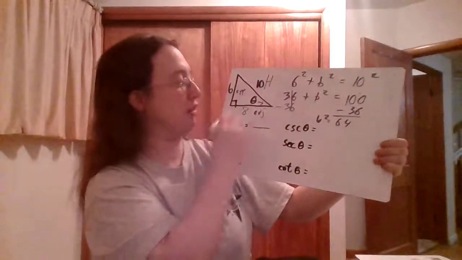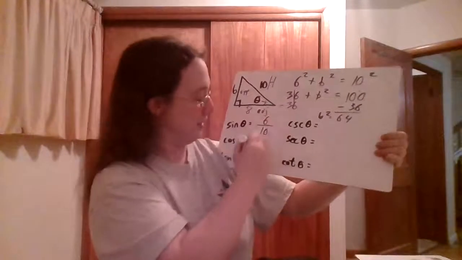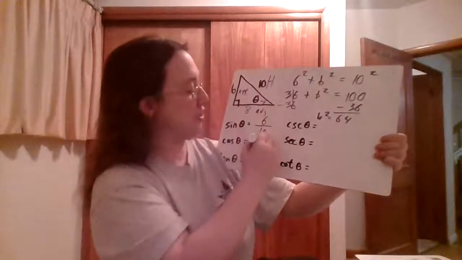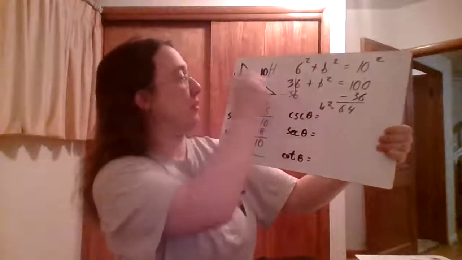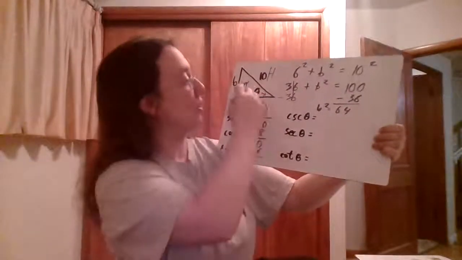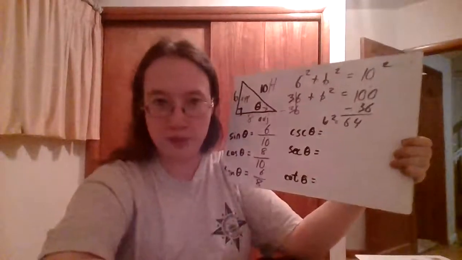So then if our sine is our opposite over our hypotenuse, we're really just filling these in. And your cosine is your adjacent over your hypotenuse. And your tangent is your opposite, which is 6, over your adjacent, which is 8. And boom, that's those 3.